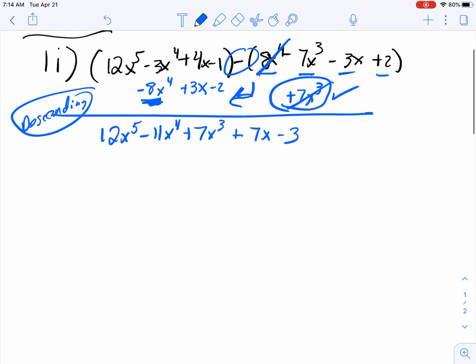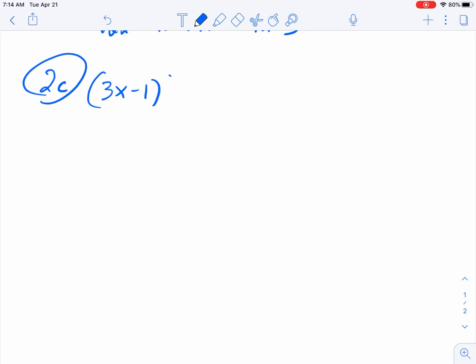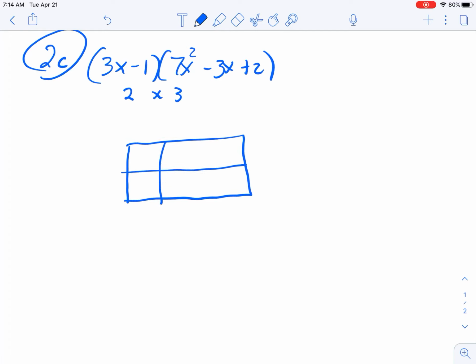All right, let's flip over. Let's do 2C here. All right, so you have 3x minus 1 times 7x squared minus 3x plus 2. So notice you have a 2 by 3 values. So let's create a 2 by 3 box, and I highly suggest to do a box to keep things organized. Okay, keep in mind, even in calculus we do this just to organize our cells.